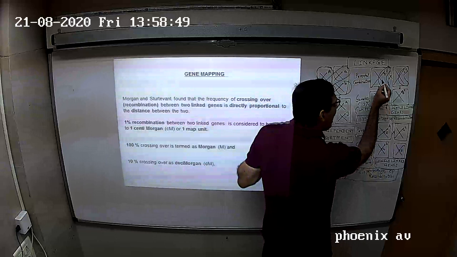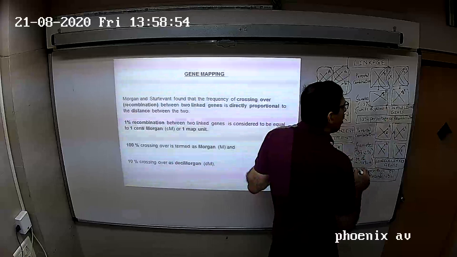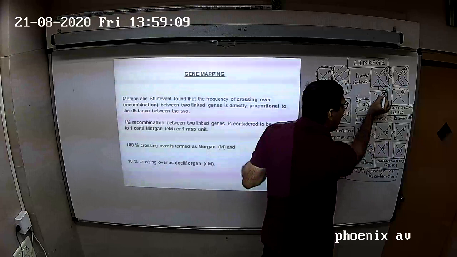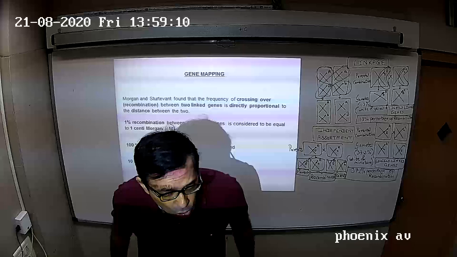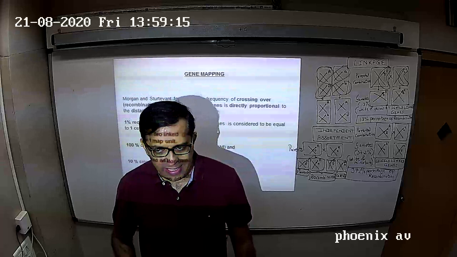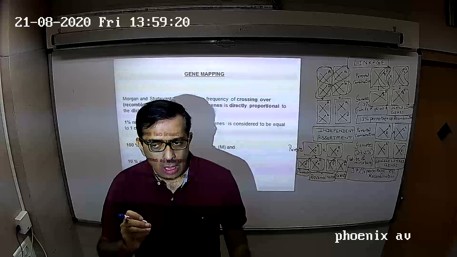X capital A, capital B was parental, X small a, X small b was parental, and the new combination we got was capital A, small b, and small a, capital B. So this is happening during gamete formation, not due to independent assortment, but due to crossing over. And due to crossing over, recombination has taken place. Now, if you remember, I taught you this.